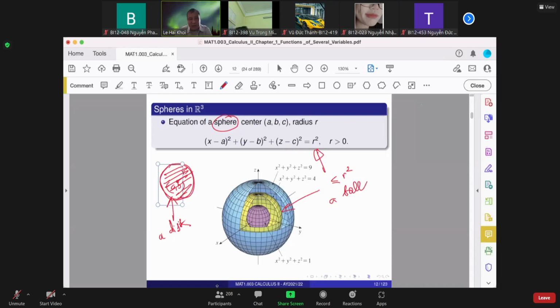Equal only on the sphere, right? And centered at the point A, B, C, the center and radius are again given. So that's the case. X squared plus y squared plus z squared equal to 1 is purple, yellow is 4 and blue is 9, right? Corresponding to radius 1, 2, and 3.